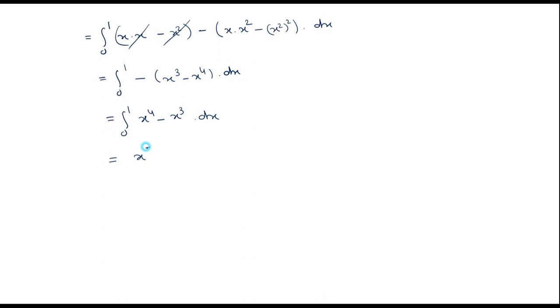Integrating, the integration of x raised to 4 is x raised to 5 by 5 minus x raised to 4 by 4, between 0 to 1. So substituting the upper limit, 1 by 5 minus 1 by 4; the lower limits are zeros. So 1 by 5 minus 1 by 4 is minus 1 by 20. So the value of the given line integral is minus 1 by 20. Thank you for watching.